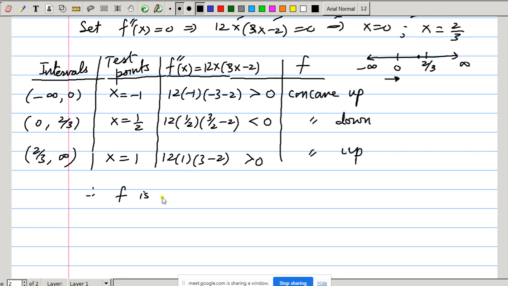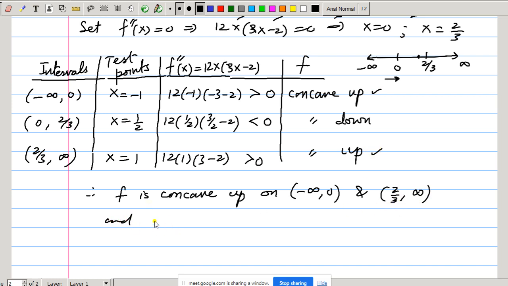So now I got two intervals for concavity upward and one for concavity downward. I can write f is concave up on the first interval, minus infinity to 0, and the last interval, from 2 by 3 to infinity. These are the two intervals where concavity is upward. I cannot combine them, right? And f is concave down on which interval? From 0 to 2 by 3, the middle interval. Here the concavity is downward.